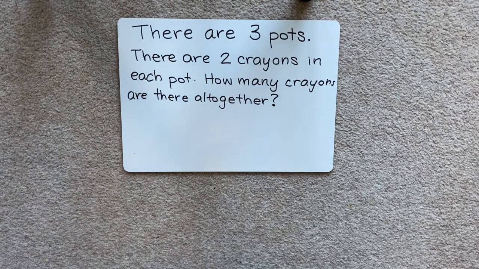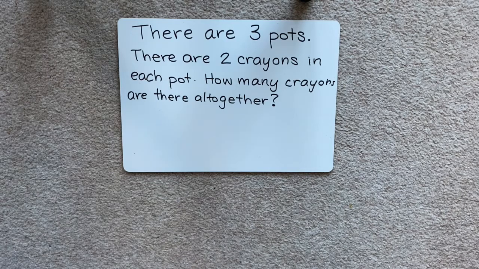We say times or we say groups of. So I want you to do it with me. Ready? Groups of. One more time. Groups of. So whenever you see this symbol, you say groups of. We are going to do 3 examples.